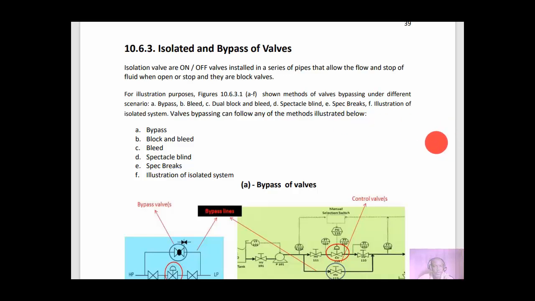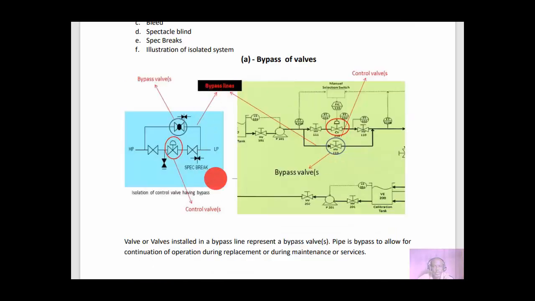For illustration of isolated system, valve bypassing can follow any of the method illustrated below. Here we have a typical bypass valve. Valve installed in a bypass line represent bypass valve. Pipe is bypassed to allow for continuation of operation during replacement or during maintenance or services. Take a look at this example. We have a bypass. This is a bypass valve. We can consider this as a main line and this as a bypass line in a selected condition.